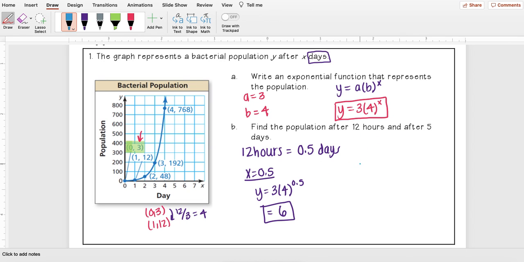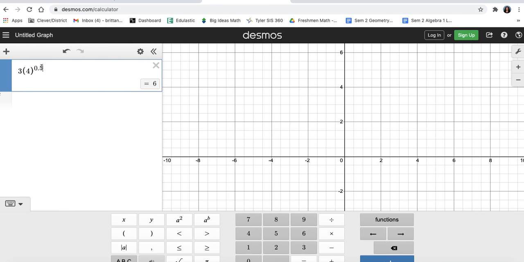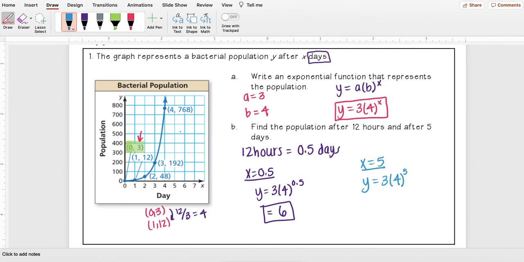Now let's look after 5 days. So now x equals 5, and I'm going to have it raised to the 5th power. Heading back to Desmos, I'm just going to edit this. Change that 0.5 to 5. And I see it grew quite a bit. Now I have 3,072. So my population of 3 after 5 days grew to 3,072.